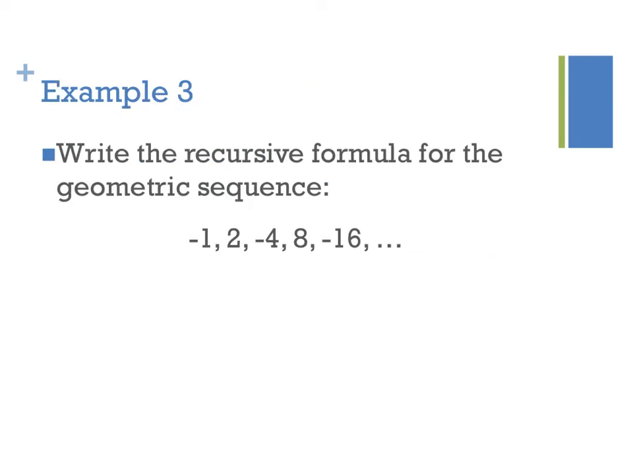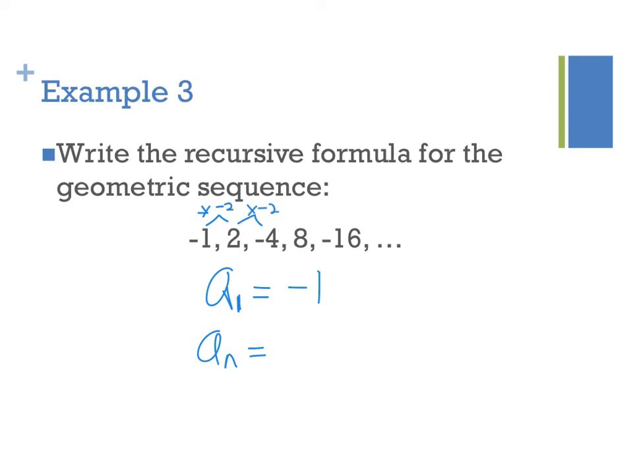So let's take a look at writing it now for a given sequence. You still have to recognize those key parts. We still have to recognize the first term, so let's write that down. But now it's going to be written as a line. So a sub 1 equals -1. And then to find the next term, because remember you need two parts for the recursive formula, it looks like it is multiplying by -2 each time.